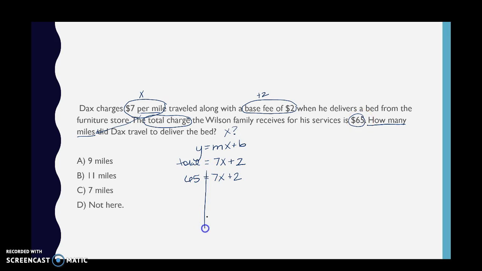So to solve it, I'm going to draw my line down the equal sign. I'm trying to first get 7x by itself, so I need to do the opposite. So minus 2, 63 equals 7x. Now I'm working to get x by itself, so I'm going to do the opposite. Right now I'm multiplying 7 times x, so now I'm going to divide to cancel those. Divide by 7, and 9 equals x. So they traveled 9 miles, so that's going to be A, to have their bed delivered plus the $2 service fee.